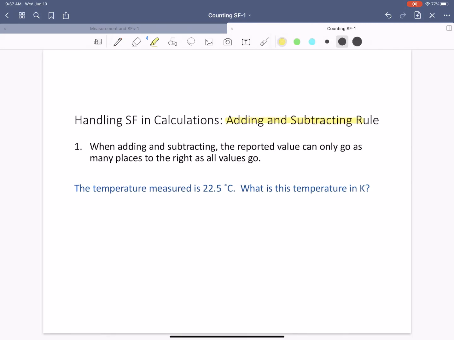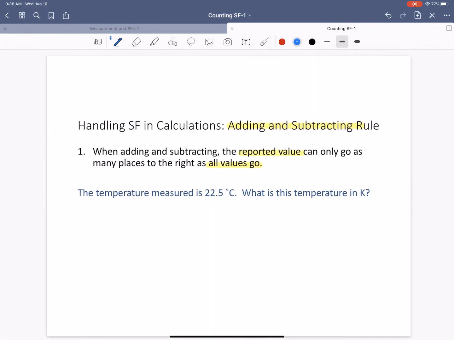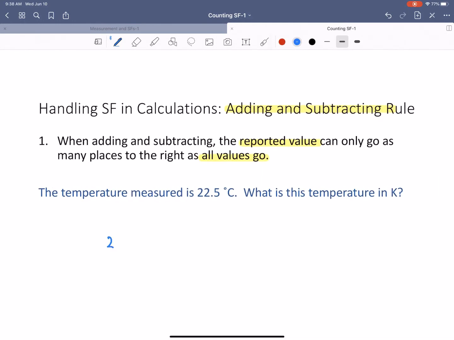One is the adding and subtracting rule. When adding and subtracting, the reported value, which is the answer that you would put in a box and submit for credit, can only go as many places to the right as all the values go. For example, in the lab we make measurements, and one of the things we measure is temperature. And let's say we measured the temperature was 22.5 degrees Celsius.